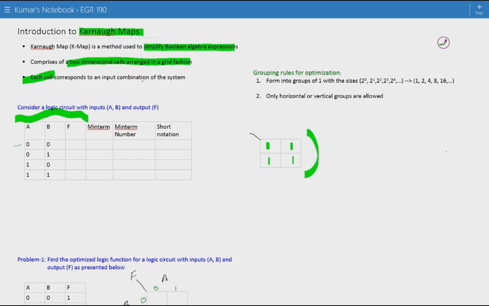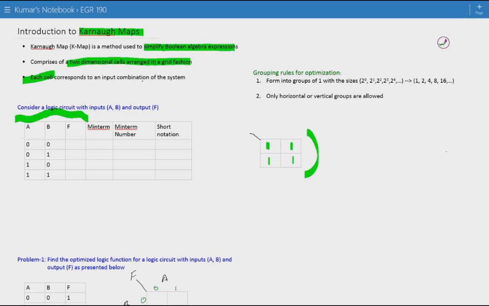Let's go with condition 0 0. When we say 0 0, each input combination is given a minterm. So how do we write the minterm? Let's see here. Since A is 0, the minterm is going to be A bar. Since B is 0, it is going to be B bar. Okay, so let me restart this. I made a simple mistake.